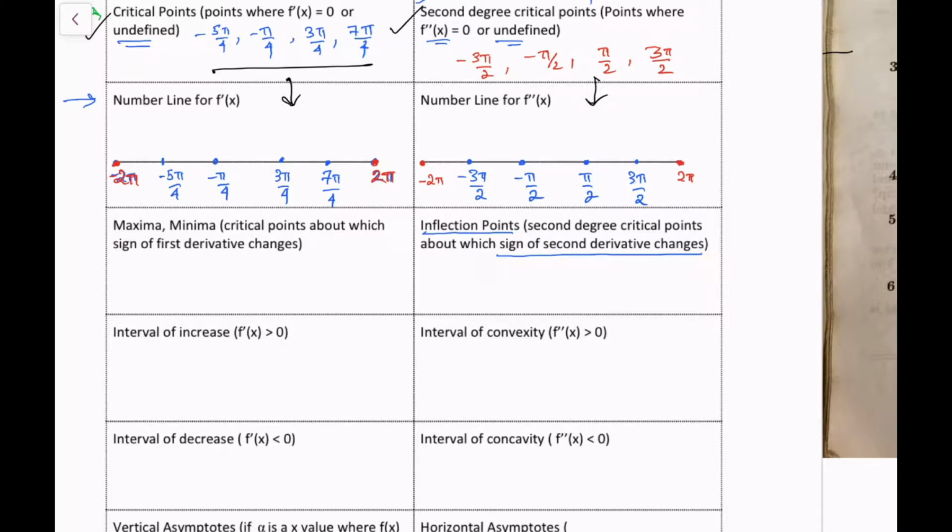Now here is a word of caution. This particular video is not about the conceptual background of maxima, minima, or inflection points. So there will be very few conceptual remarks. That is, there will be very few answers to questions of why it works. For example, we will define inflection points as the second degree critical points about which the sign of the second derivative changes.